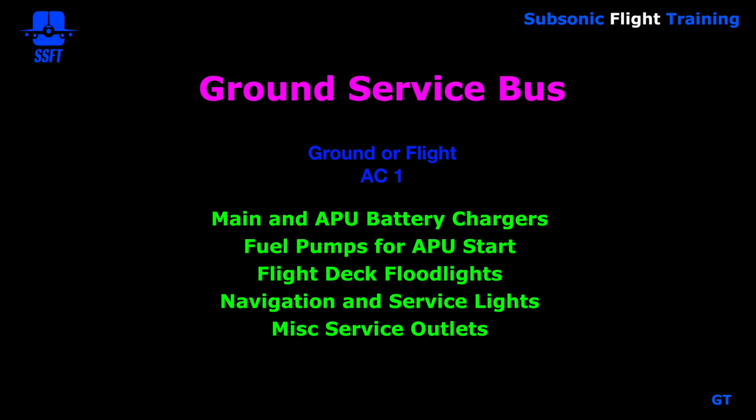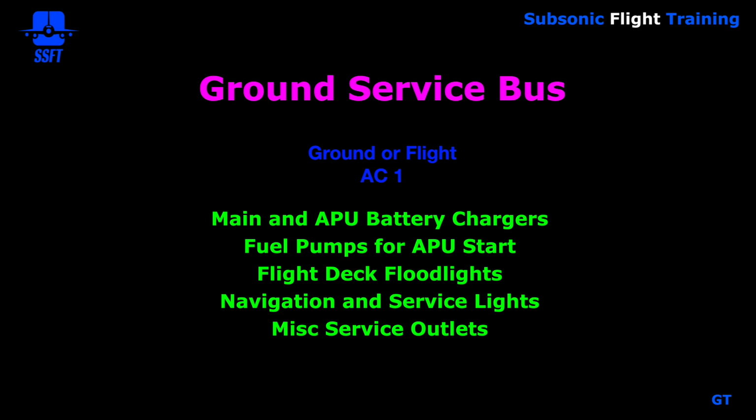If AC1 is not available on the ground, you can power the ground service bus from the same source that is powering the ground handling bus, which is external 1 or APU 1, and you can do that through a ground service switch. On a passenger airplane it's usually located at door 2 left, and on a freighter, it'll be located at the back in the main cabin area on the upper deck.